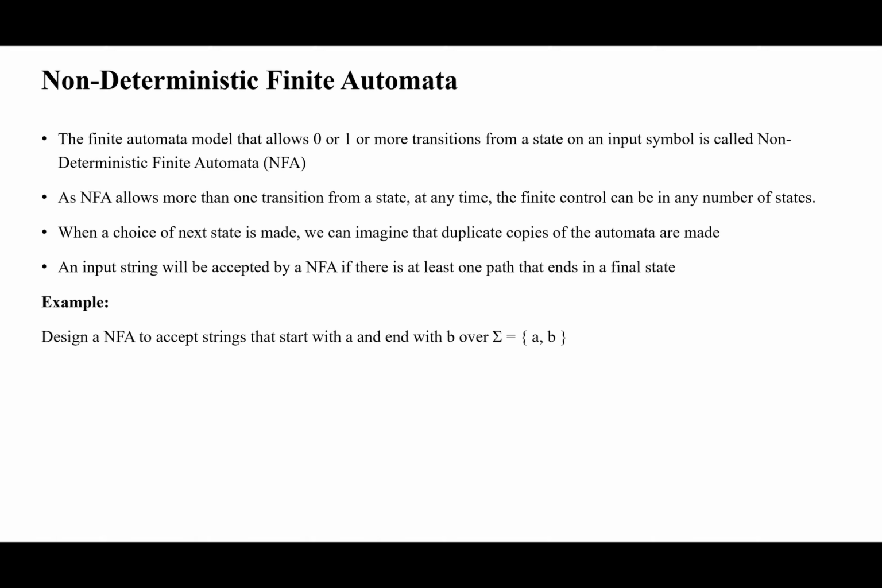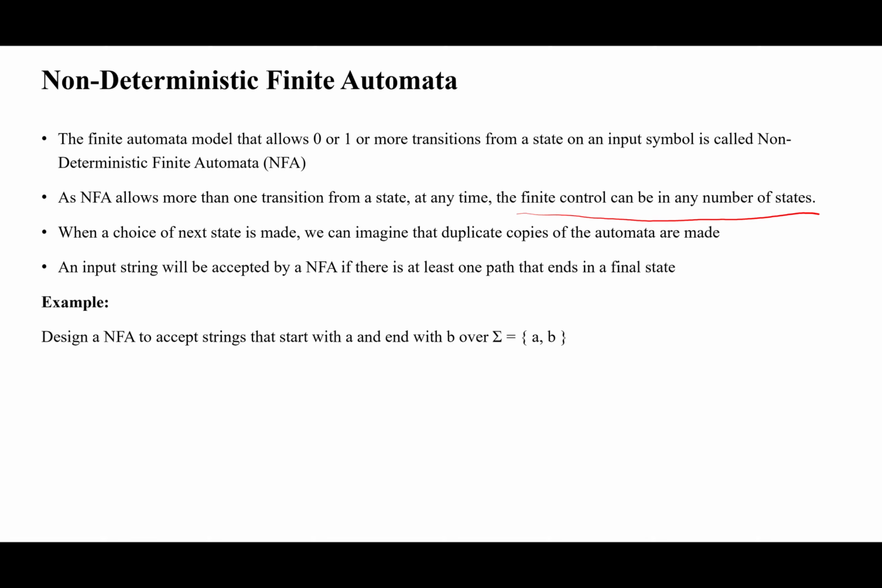As the finite automata allows more than one transition from the state, anytime the finite control can be in any number of states. And when the choice of next state is made, we can imagine that duplicate copies of the automata are made. An input string will be accepted by the NFA if at least one path ends with the final state. Okay, we will see one example.